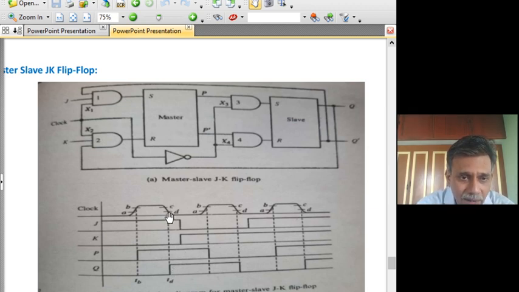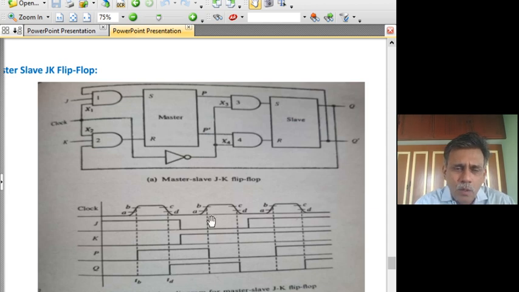So at this point D, the slave changes and the Q output will become 1. It was 0 originally and it becomes 1. Why is it 1? Because it follows P. P has been 1, so Q becomes 1. So note that at B the master follows the input, at D the slave follows the master. That is the precise timing that we make use of.